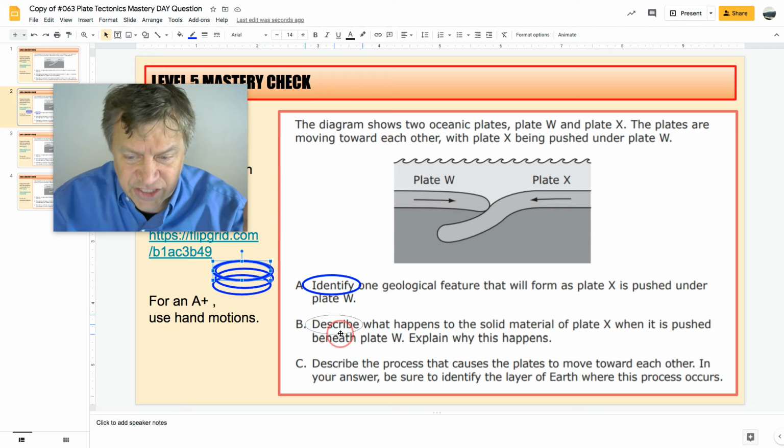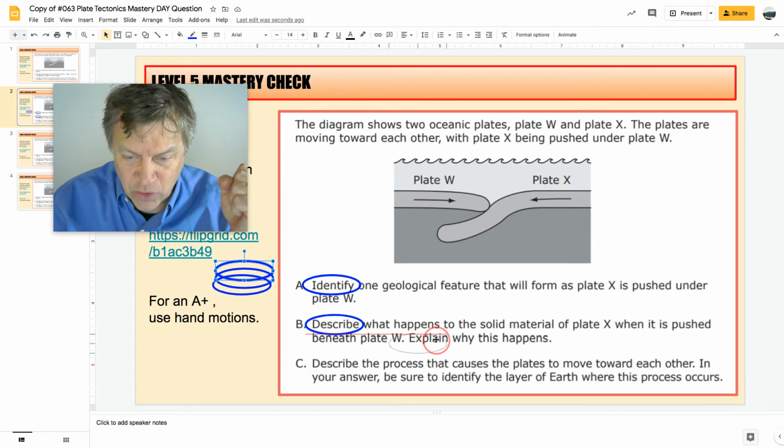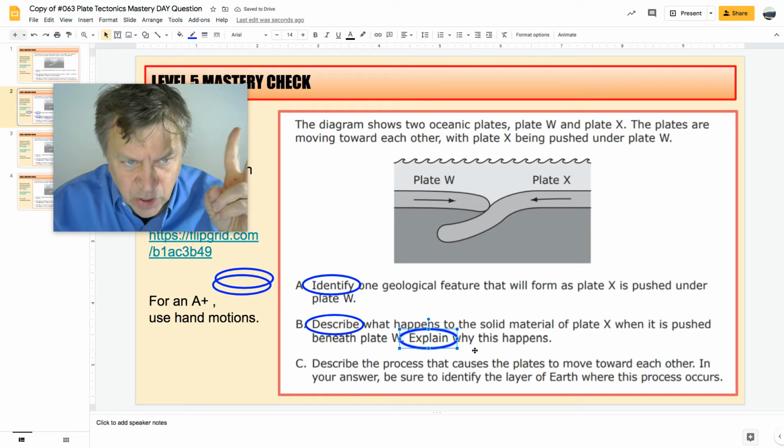The next thing is you're going to describe what happens when the solid material of plate X is pushed beneath plate Y. So we're looking at this part. What's going to happen to this chunk of the crust when it gets pushed underneath there? And you'll notice there's a second command word which is explaining why that happens. So this is sort of a two-part question.